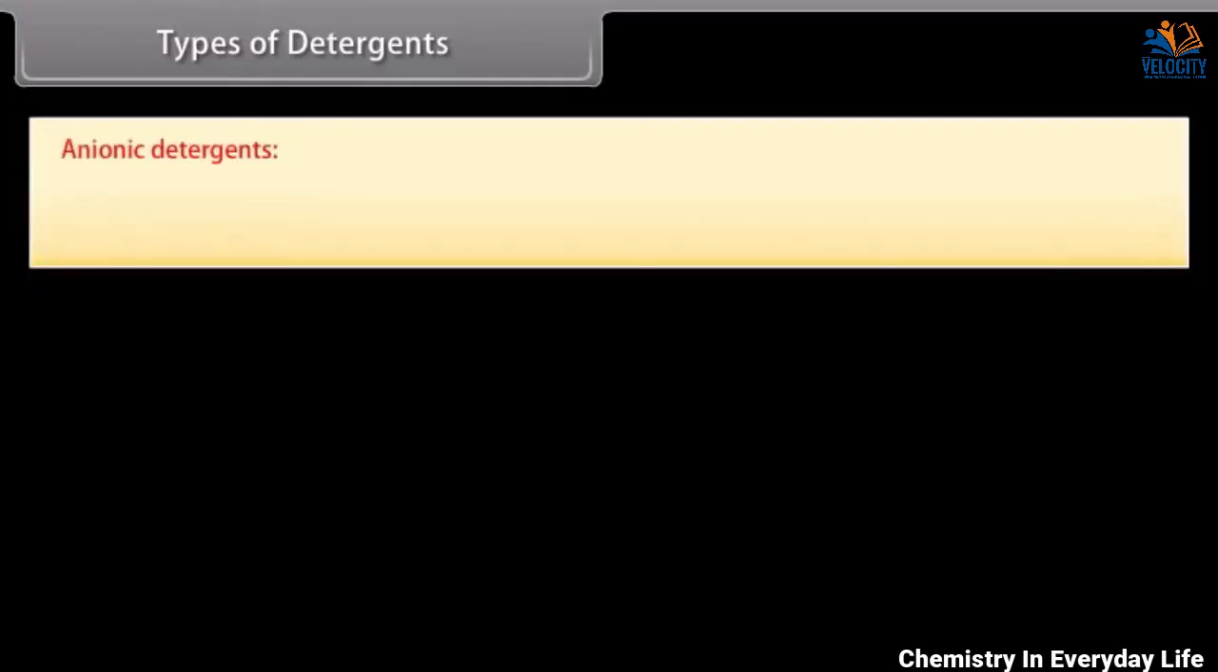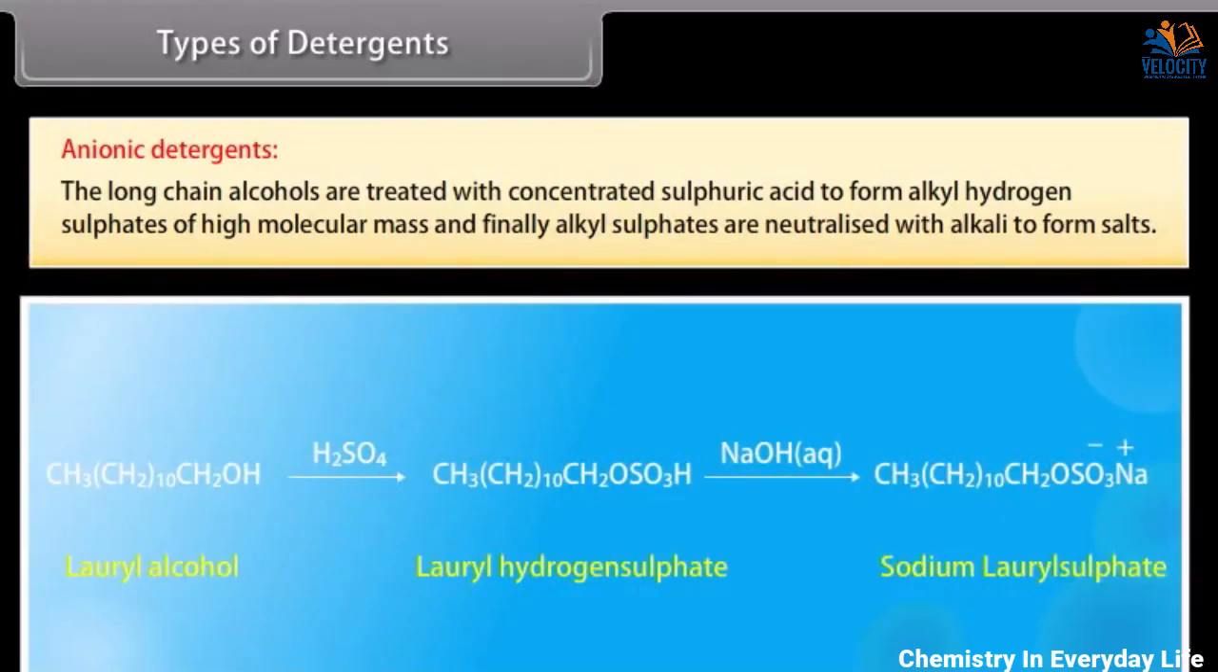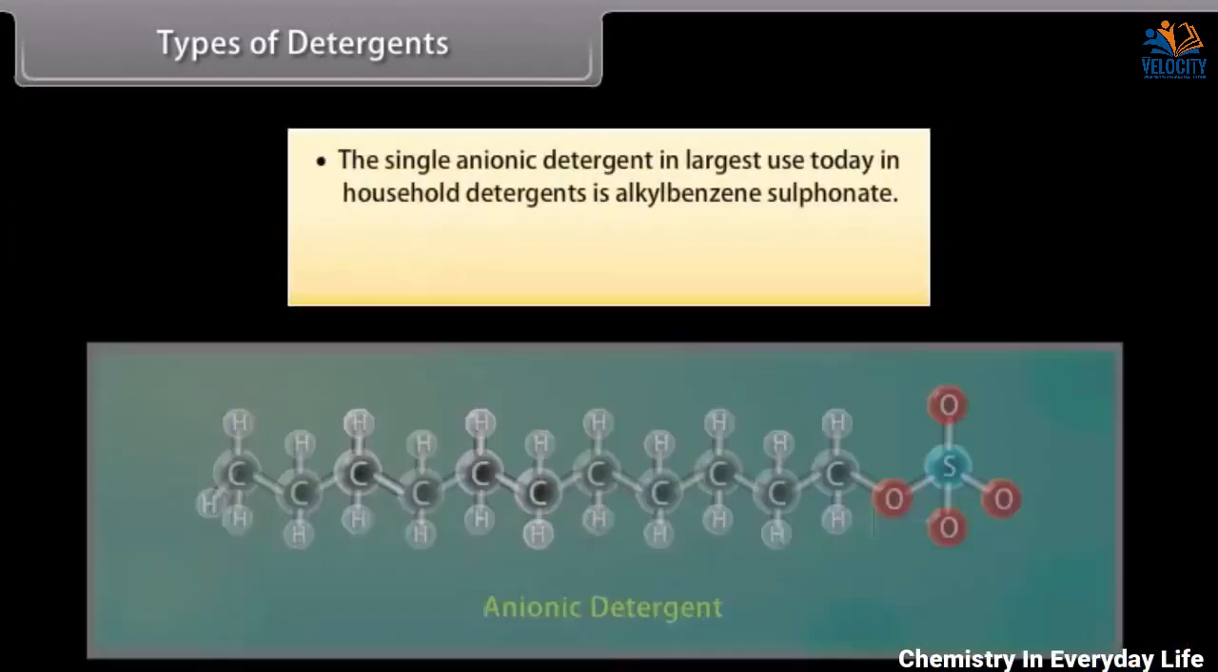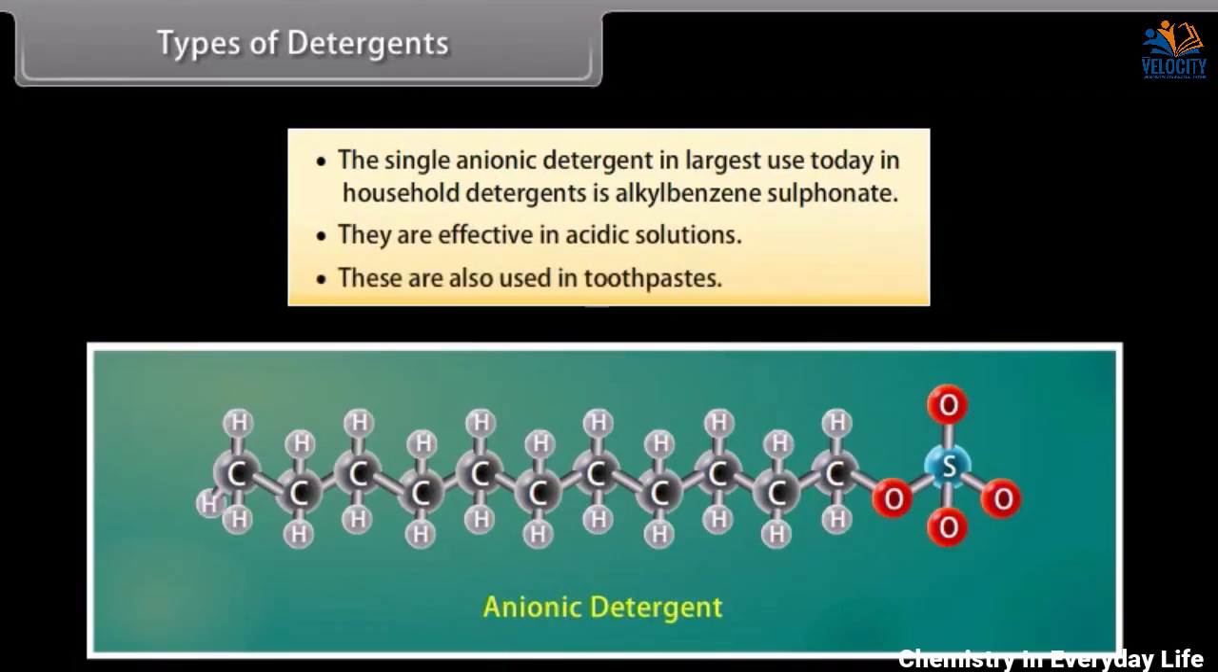Types of detergents. Anionic detergents. The long-chain alcohols are treated with concentrated sulfuric acid to form alkyl hydrogen sulfates of higher molecular mass, and finally alkyl sulfates are neutralized with alkali to form salts. The single anionic detergent most used today in household detergents is alkyl benzene sulfonate. They are effective in acidic solutions. These are also used in toothpastes.